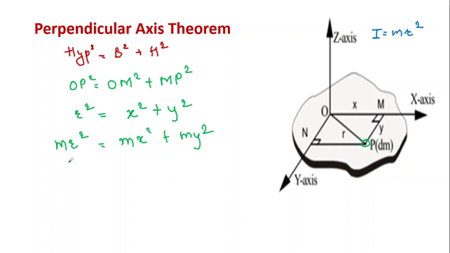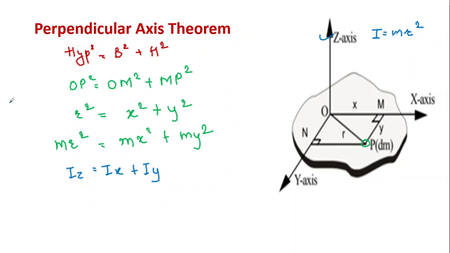So here we can reduce this equation to Iz is equal to Ix plus Iy, where Iz is the moment of inertia across z-axis, Ix and Iy are the moment of inertia across x and y-axis, and this is what we wanted to prove.